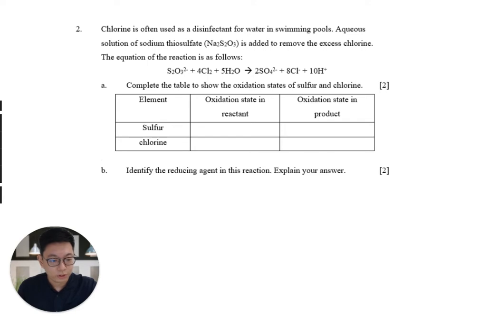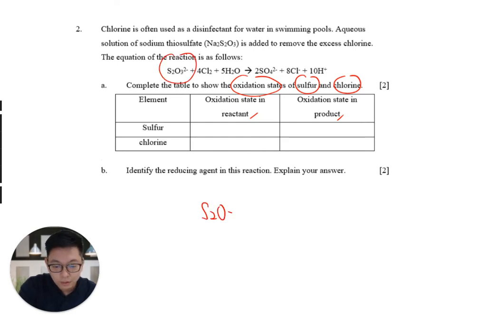So here you're given a question, and the first part basically says this: complete a table to show the oxidation states of sulfur and chlorine in your reactant and product. So let's look at the reactant first. Sulfur is here, it's S2O3 2-, alright, so it's an ion, it's an anion.